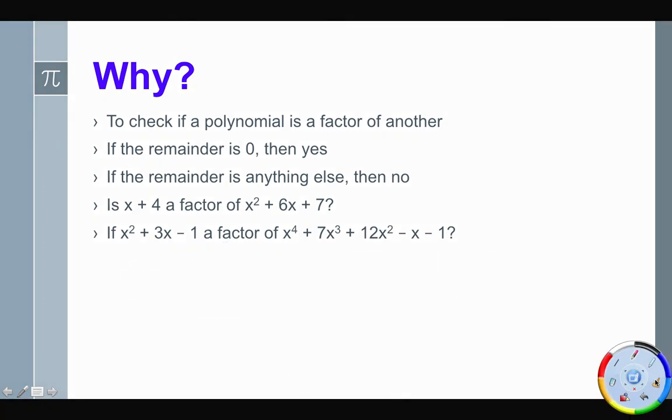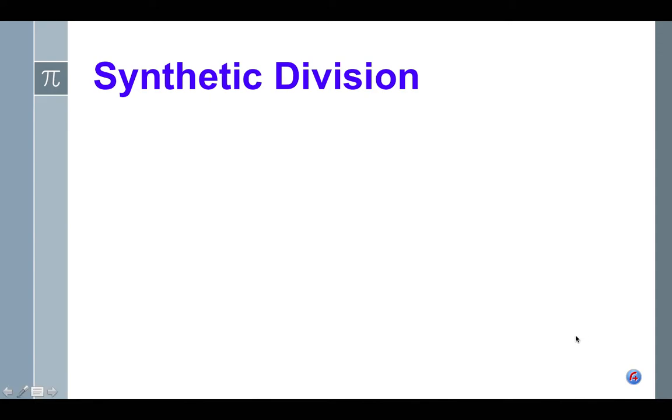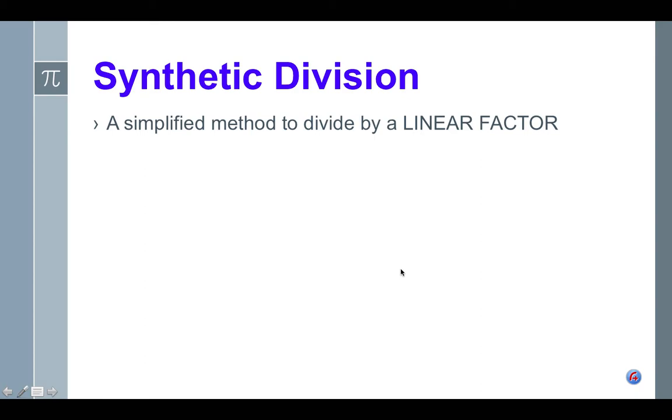All right, let's take a look at what our next idea is. Our next idea here is something called synthetic division. It's actually a simplified method to divide by a linear factor. Now, I try to write this out in words on how to do this. It gets a little bit bogged down, but it's actually a very simple process.